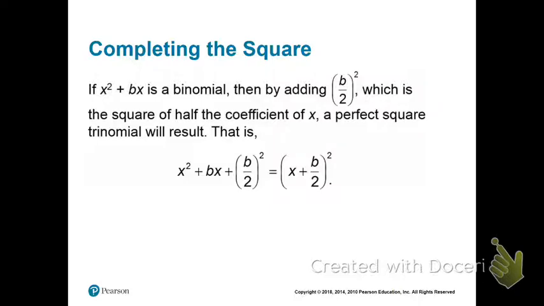But we know that not all equations are factorable. So we have to have another way to solve those that are not factorable. And one of those methods is called completing the square. It says here, if x squared plus bx is a binomial, then by adding b over 2 squared, which is the square of half the coefficient of x, a perfect square trinomial will result. That is, x squared plus bx plus b over 2 squared is equivalent to x plus b over 2, squared.